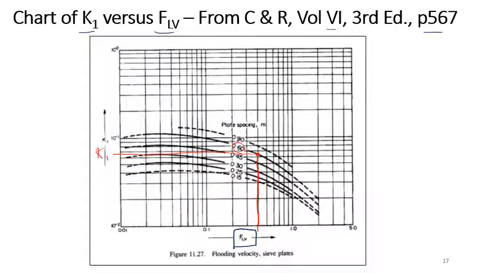Once you have got this K1 value, you can calculate the flooding velocity from the formula given in the previous two slides.